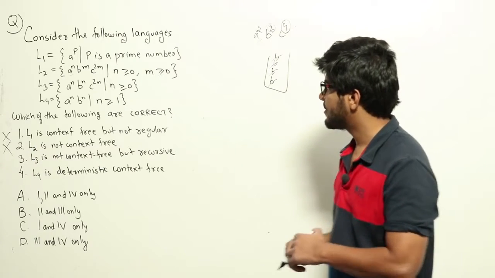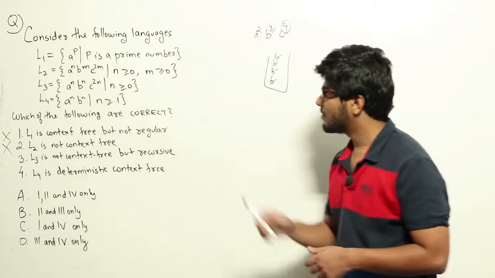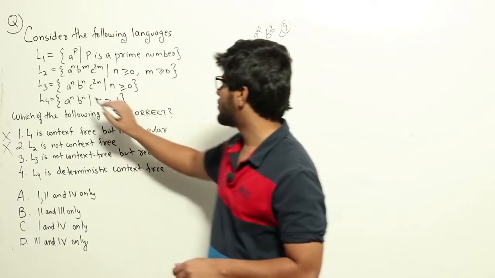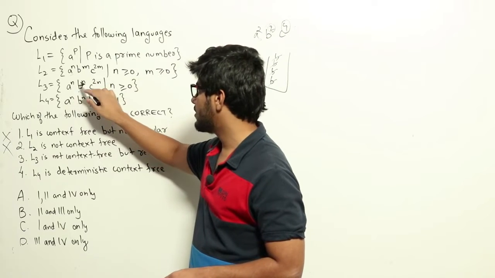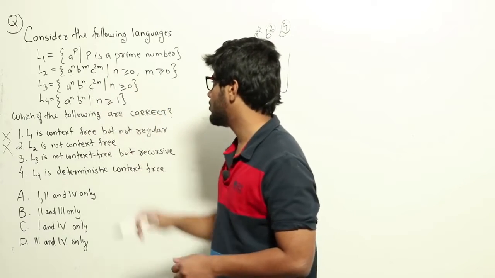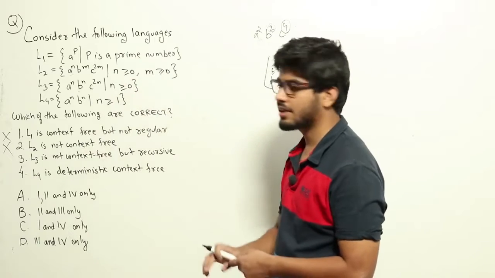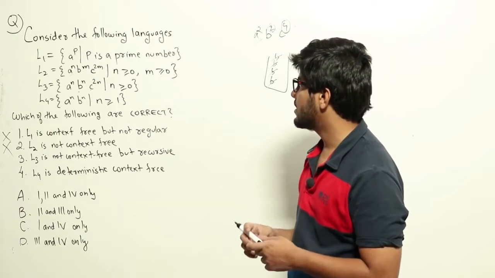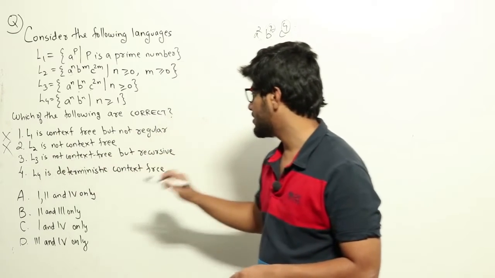Let's look at the language. It says a power n, b power n, c power 2n. Now this is not a context free language, it's a context sensitive language. Here we need to compare for 3 variables. Now a and b we can easily compare. B and C also we can compare, just like I showed in L2. But A, B and C, all these 3 together we can't compare using a single stack. So this is not a context free language. This is actually a context sensitive language. So L3 saying that it's not context free but recursive, that is correct.